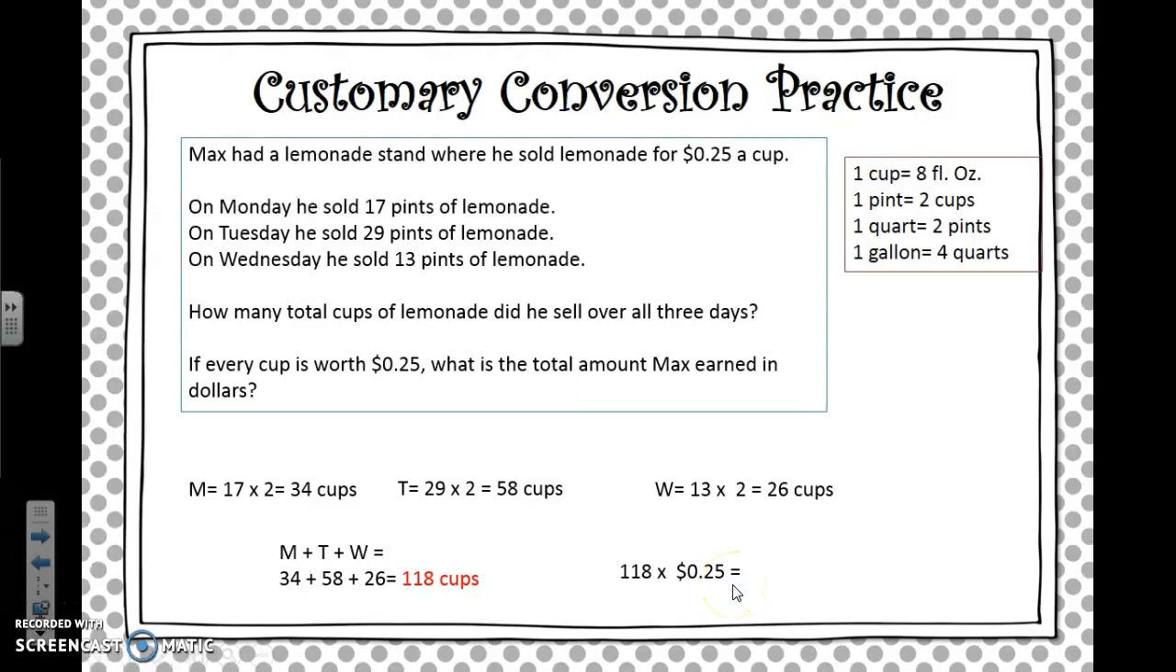Go ahead and use a calculator, maybe on a cell phone or one that you have laying around, and multiply 118 by 25 cents. Remember to type in our placeholder, our decimal point, and 25. If you got $29.50, you would be correct. So Max earned $29.50 over the 3 days, and he had 118 total cups of lemonade that he sold.